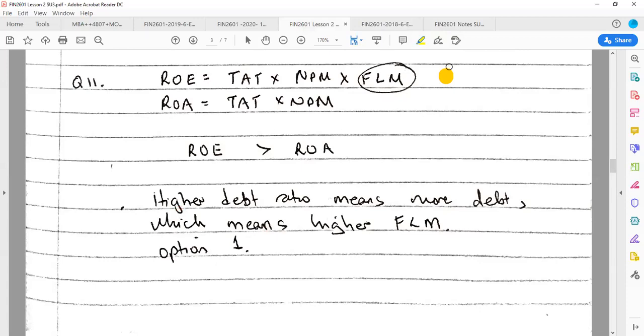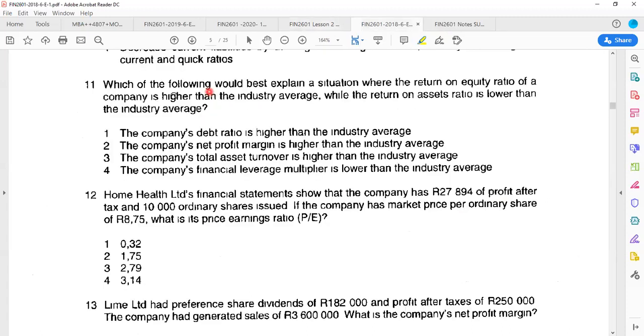So if the company has a higher debt ratio compared to the industry, it means that its return on equity will be higher than the industry average, whereas its return on assets ratio will be lower than the industry average. So we would take option one.